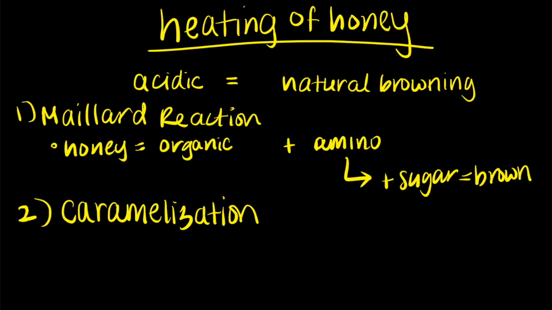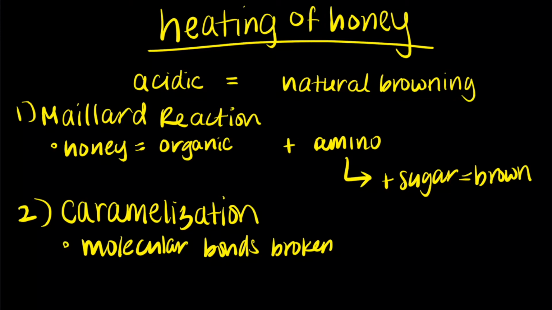At high enough temperatures, a second browning process occurs called caramelization. When heating begins, molecular bonds in honey are broken and the sugar molecules give a brown tint to the substance. One interesting fact about the heating of honey is that when fructose is heated, hydroxymethylfurfural, or HMF, can form. HMF is very deadly to bees.